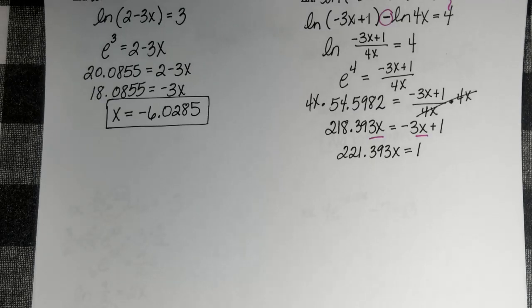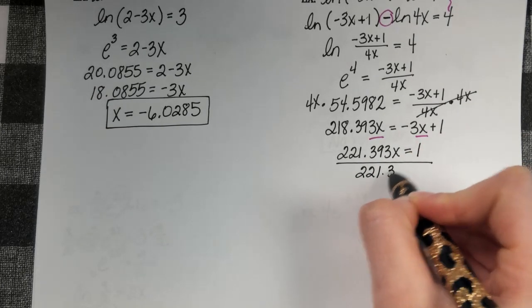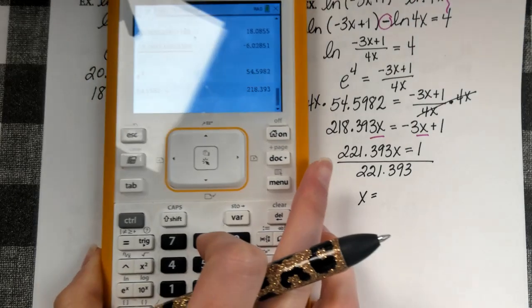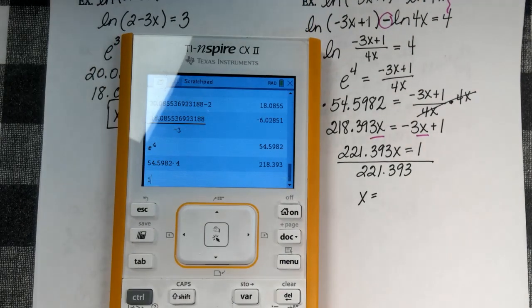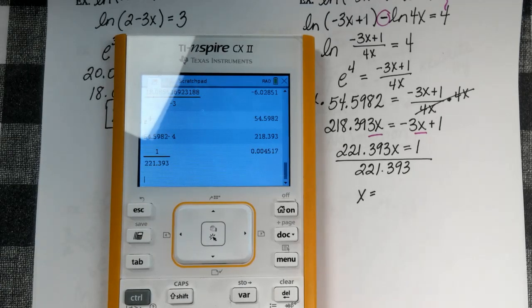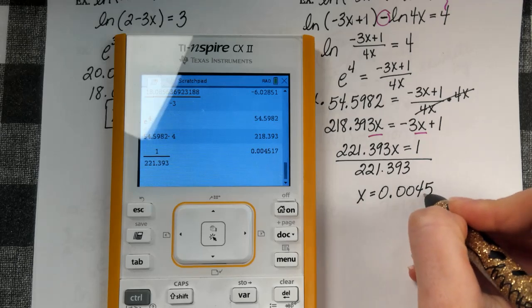And then how do I solve for x? Divide everything by 221.393. So in your calculator, you are dividing 1 by 221.393. So x is equal to 0.0045.